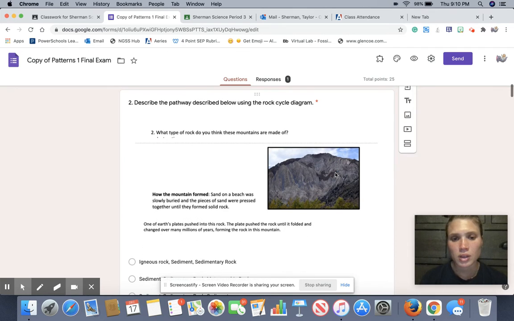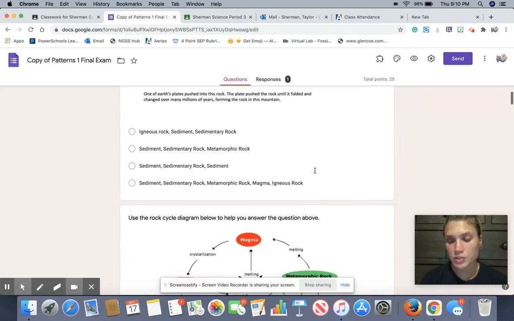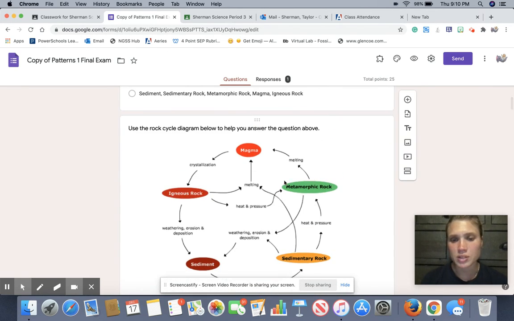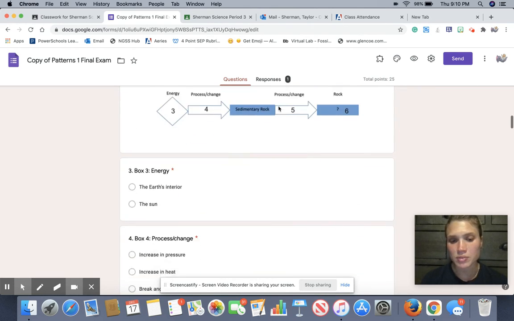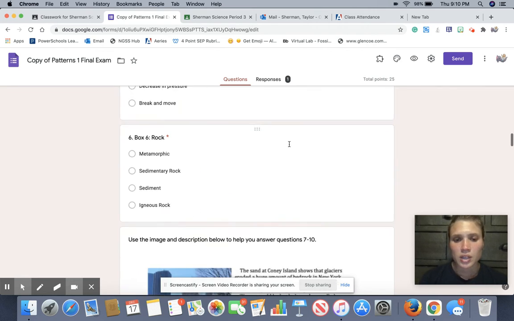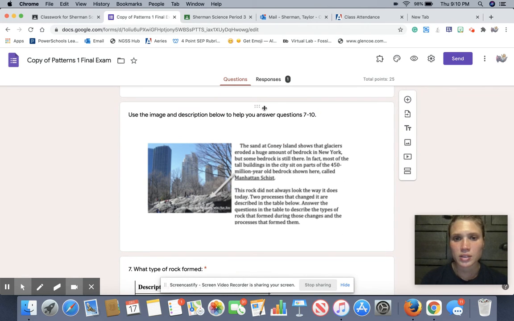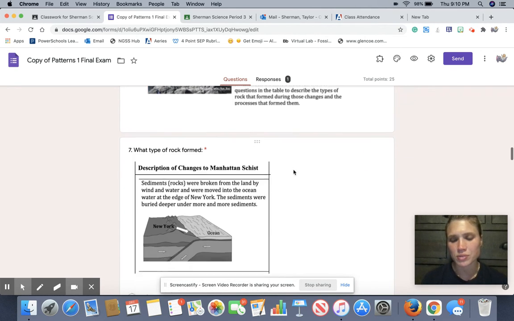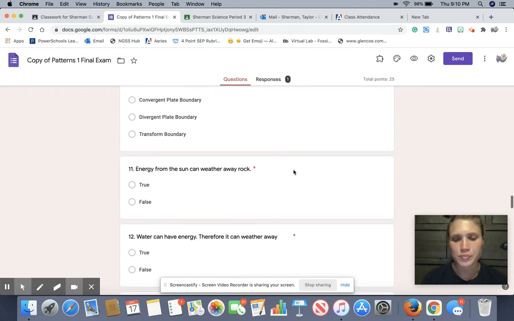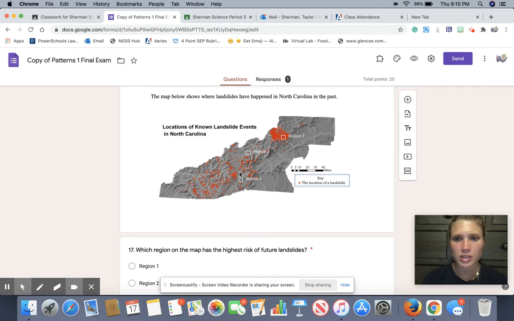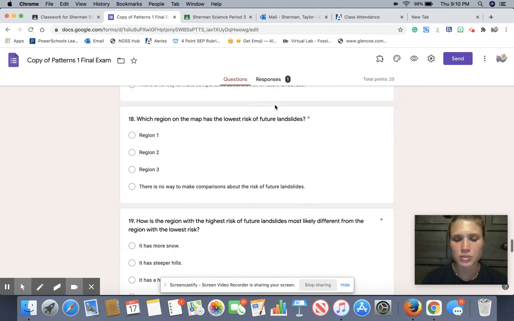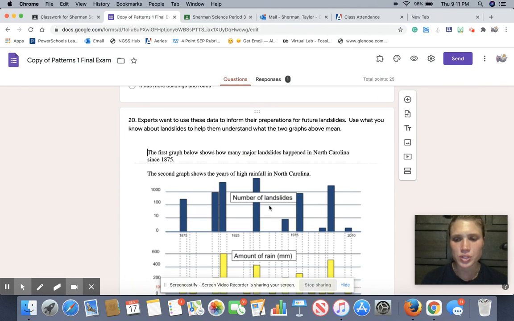This one's pretty similar to the first question, and you can use the rock cycle to help you put the diagram here. This one, again, is very similar to the first two. And then this is similar again, but it goes for question 7 through 10. True and false, like I promised. And then looking at this graph for question 17 through 19 and question 20.